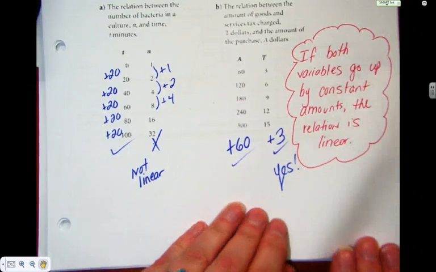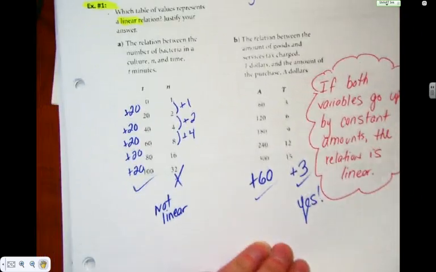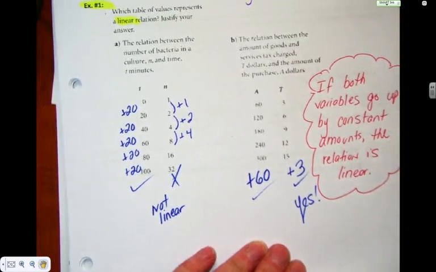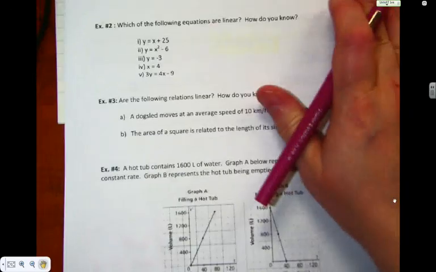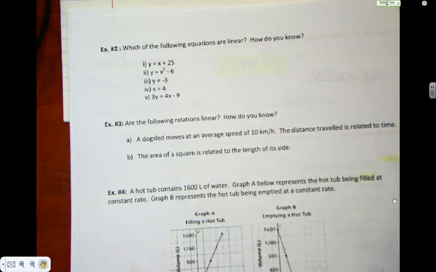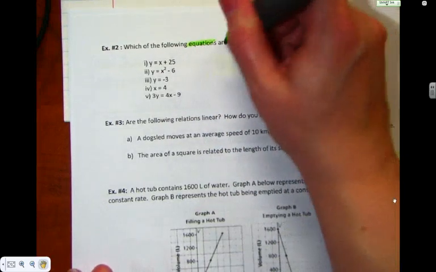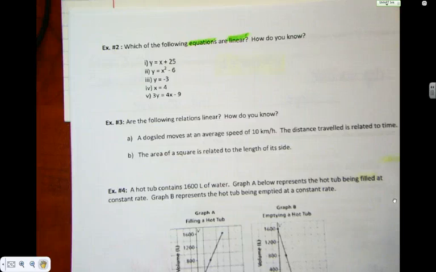We're just starting with linear because they're the easiest. They're just lines. That's the first skill you need, is to be able to look at a table of values and say yes or no if it's linear. The second skill is to do the exact same thing, but from an equation. And you have to do a graph, but that's easy. It's just a line. If it's not a line, it's not linear.